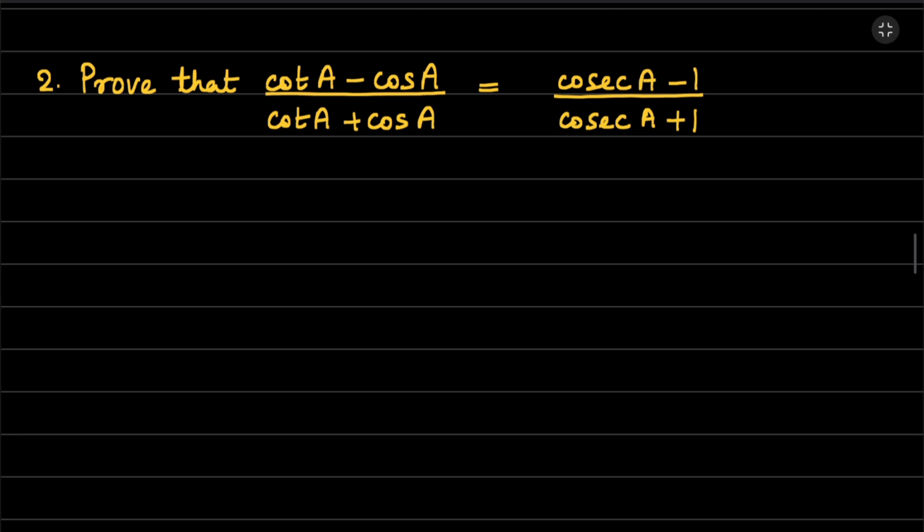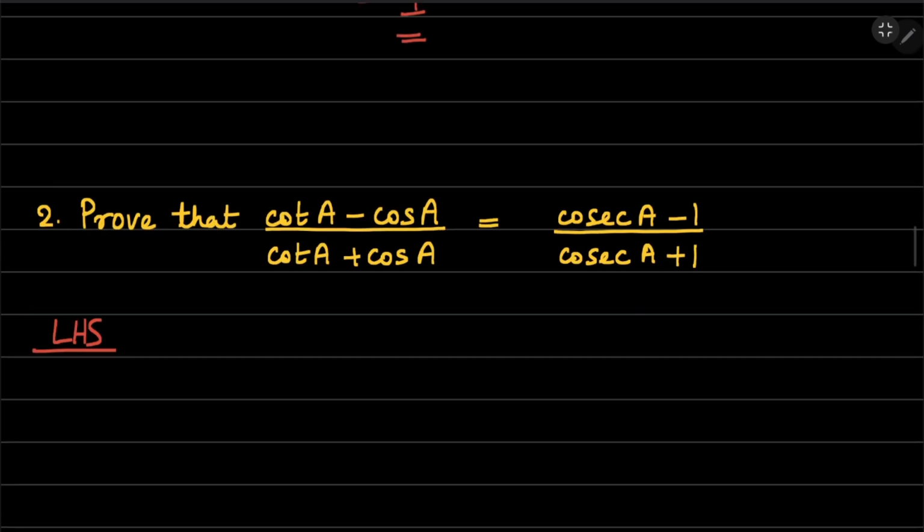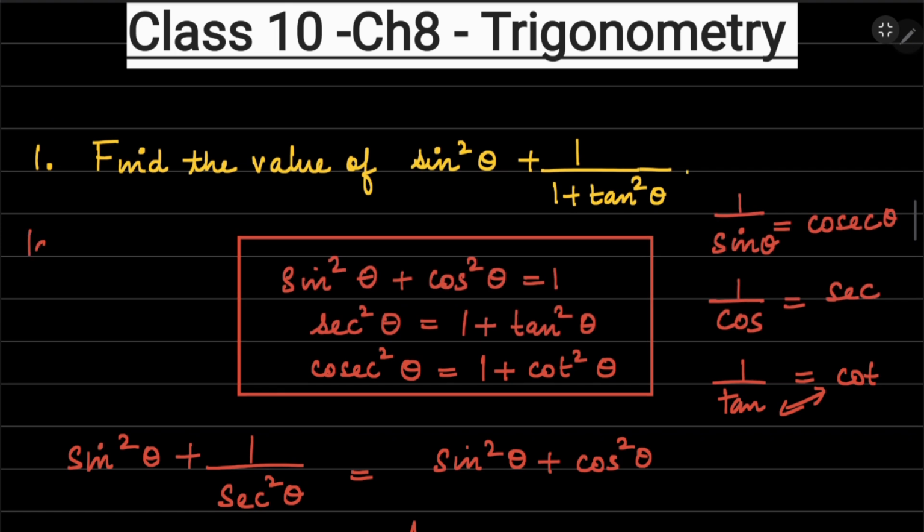So you have to prove that the left hand side is equal to your right hand side. Okay, on the left hand side you have cot A minus cos A divided by cot A plus cos A, which is equal to cosecant A minus 1 divided by cosecant A plus 1. Okay, so here let's take your LHS. What is cot? Again, let me also write what is tan and cot. Okay, quotient relation. Tan theta is equal to sine by cos. Okay, this is also something which you have to remember. And what is cot theta? It's the reciprocal of tan. So it is cos by sine.